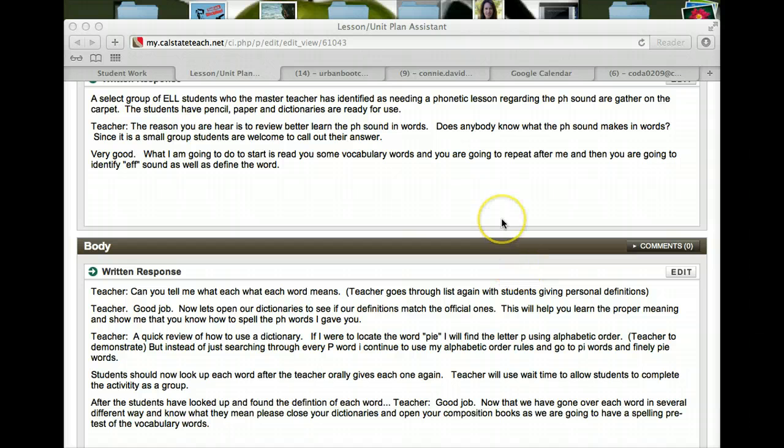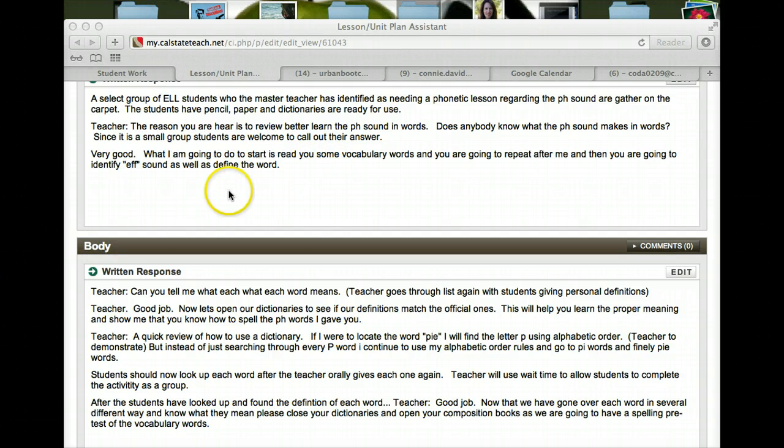Then you say, very good. What I'm going to do to start is read you some vocabulary words. Okay, that's all right, but what are the vocabulary words? And you are going to repeat them after me. And then you are going to identify the EFF sound as well as define the word. Okay, so that's what they're going to do.